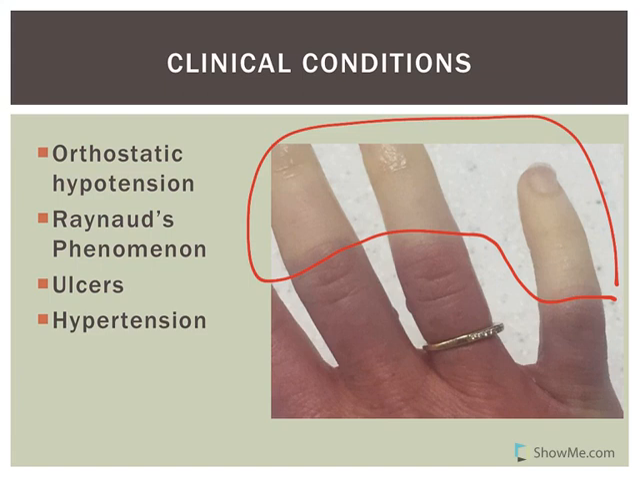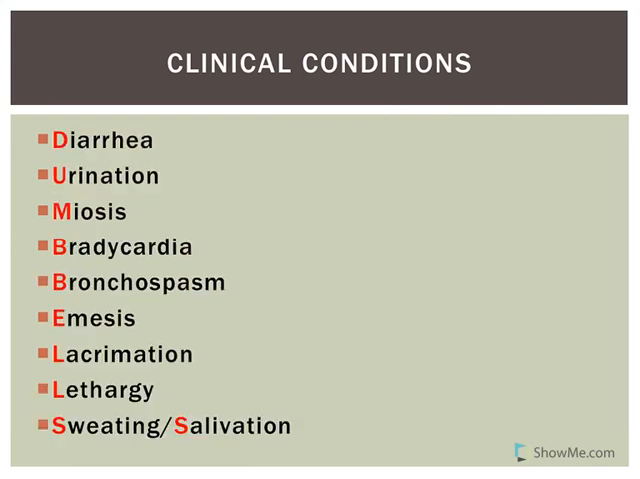Ulcers can result from excessive sympathetic activity, because it tends to decrease the production of mucus in the gastrointestinal tract, and with less mucus, you're more prone to the development of ulcers along the GI tract. High blood pressure, hypertension: there are a number of different causes of hypertension, but one of them is people with just excessive sympathetic stimulation, because that will affect your blood pressure.